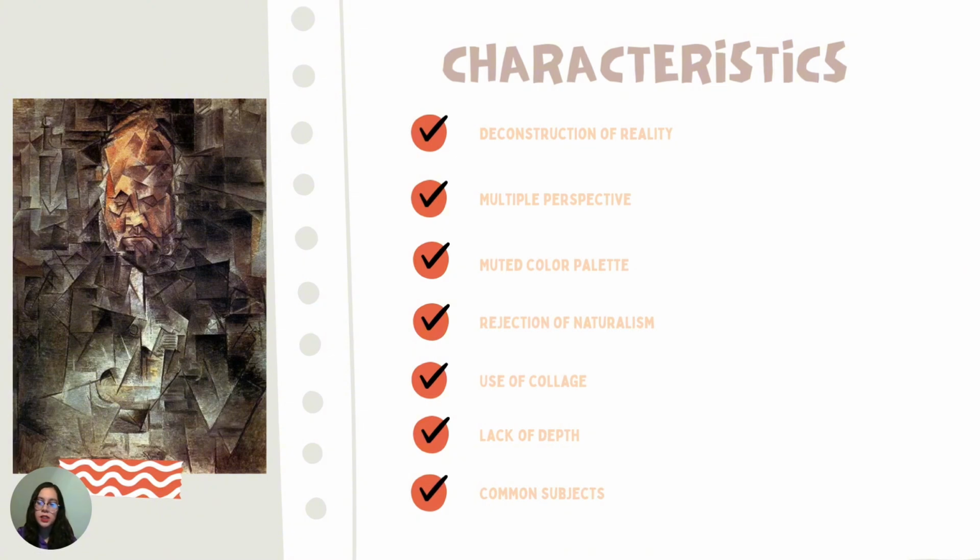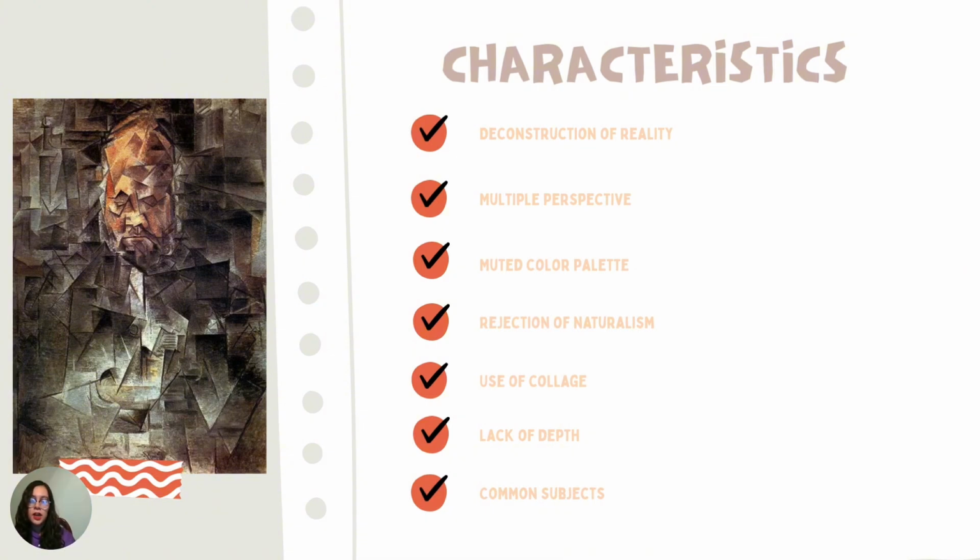Then we have the use of collage, which means that real materials are added, such as paper, newspaper, wood, and so on. Then we have the lack of depth, which means that the illusion of three-dimensional space disappears and the image becomes flat with overlapping planes. And finally, we have the common subjects, which means that it's common to see portraits and also musical instruments, still lifes, but basically everyday objects.